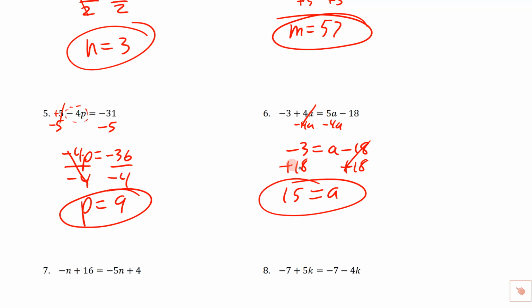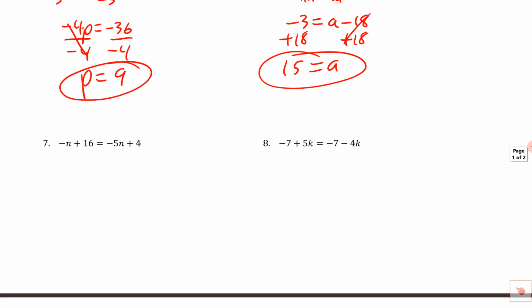These have different signs. We find the difference between the numbers, and then we keep the sign of the larger one. Taking a look at number 7, you'll notice we've got the same thing. We've got variables on both sides. There's no simplifying to do, but we've got to make sure we get them on the same side.